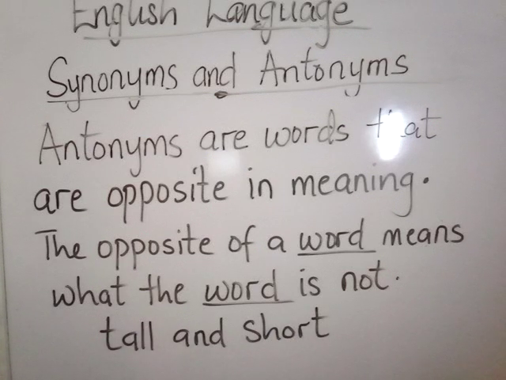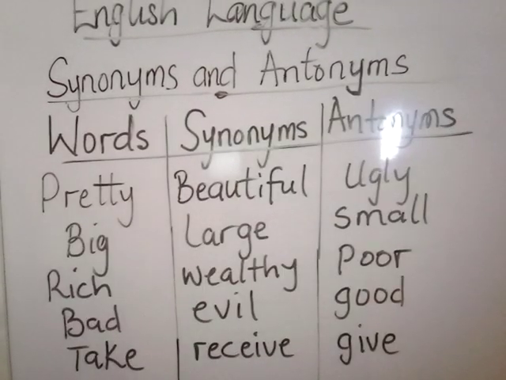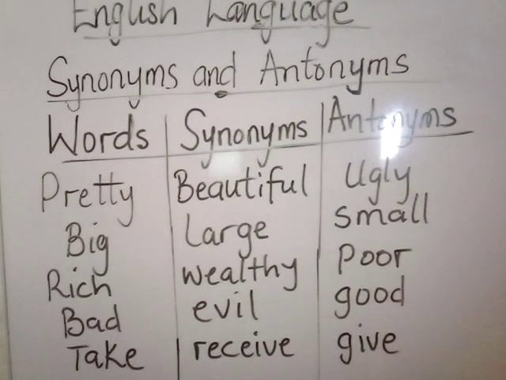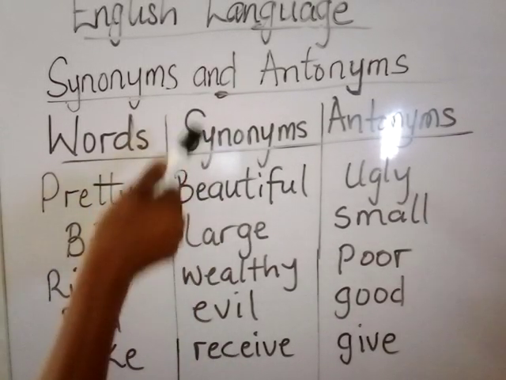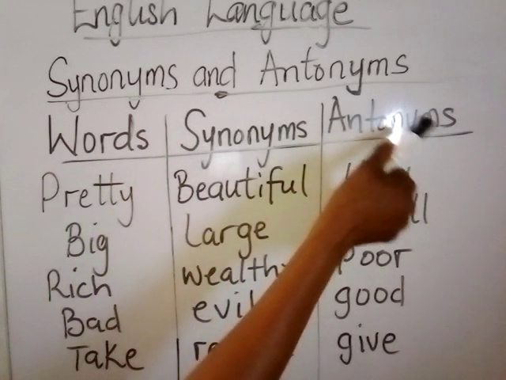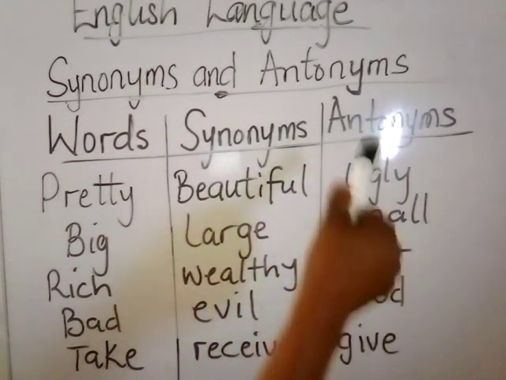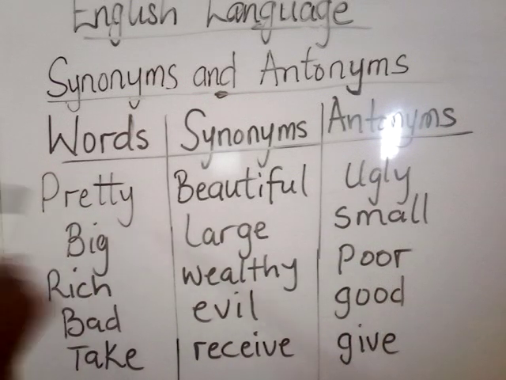Okay, we're going to look at some more examples of both synonyms and antonyms. But first, we need to understand what synonyms are and what antonyms are. Synonyms mean the same thing or almost the same thing, while antonyms mean the opposite. They mean opposite of each other. So some examples are here. We have words, synonyms, that is the same meaning or almost the same meaning. And then we have antonyms, which is opposite in meaning, what the words are not.